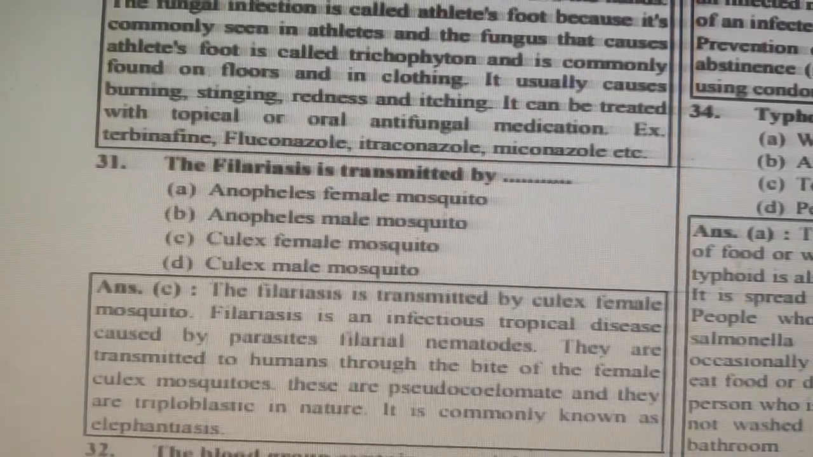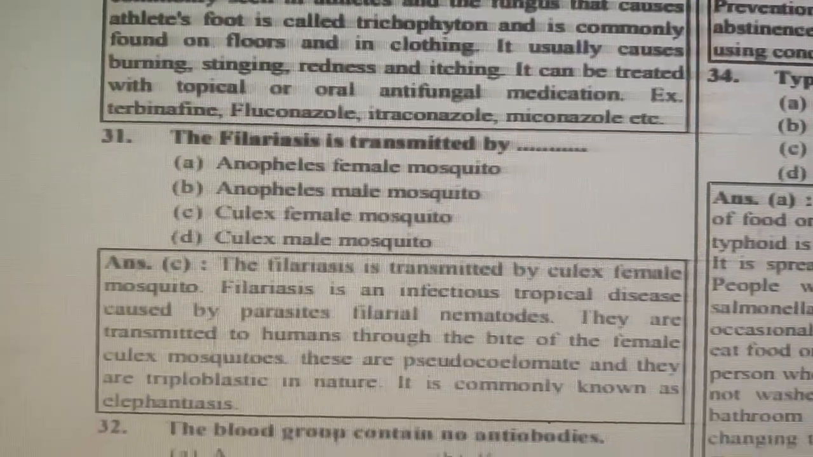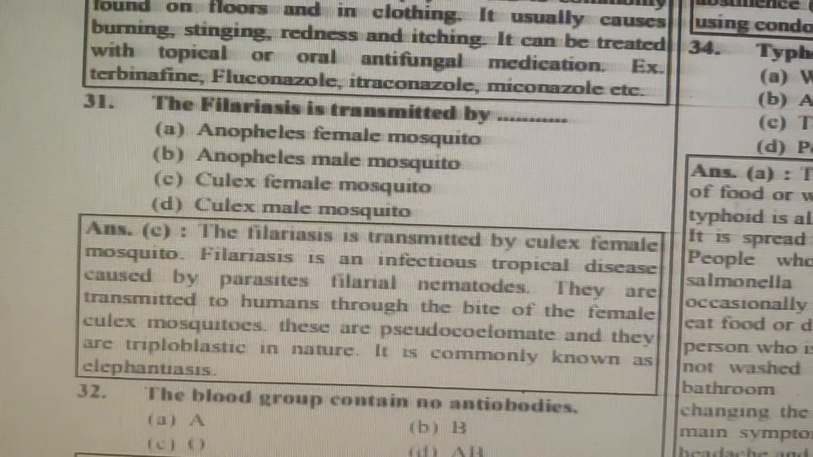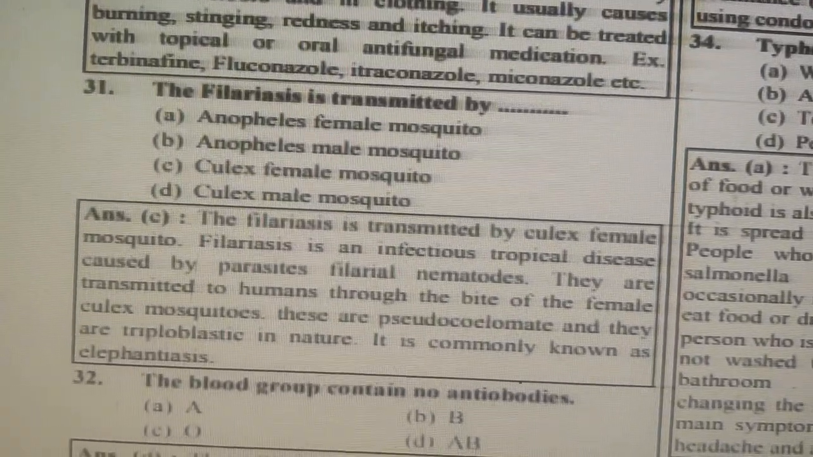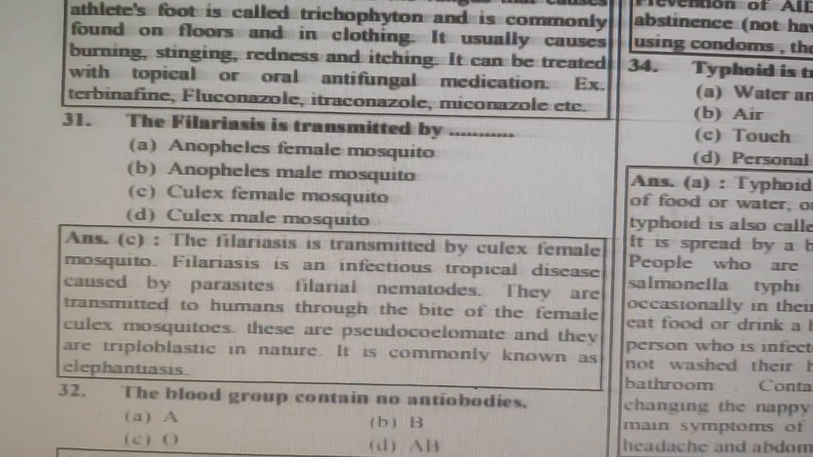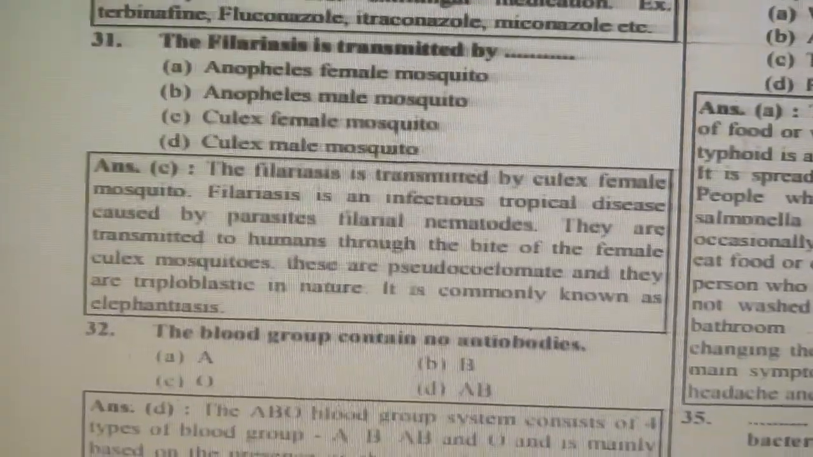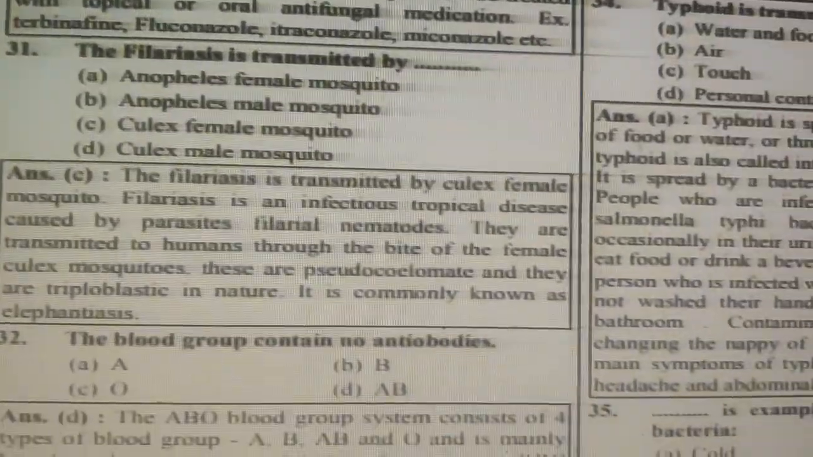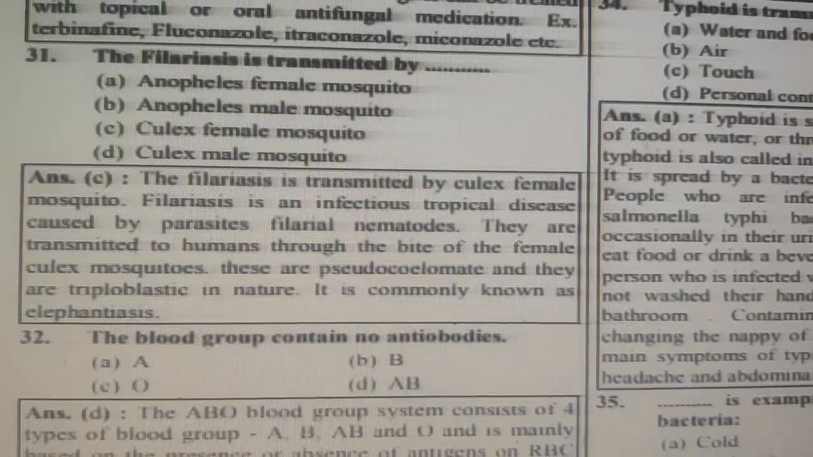Filariasis is transmitted by option A, Anopheles female mosquito, option B, Anopheles male mosquito, option C, Culex female mosquito, option D, Culex male mosquito. So option C, the Culex female mosquito.